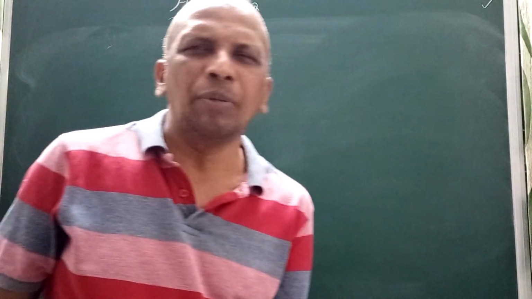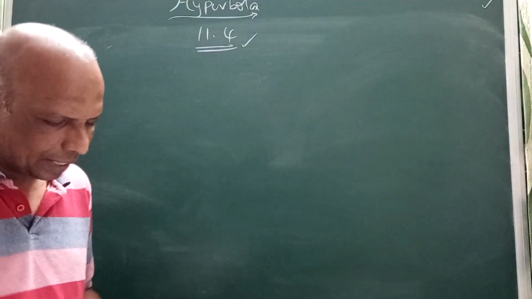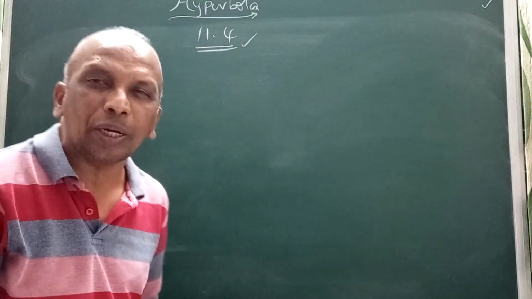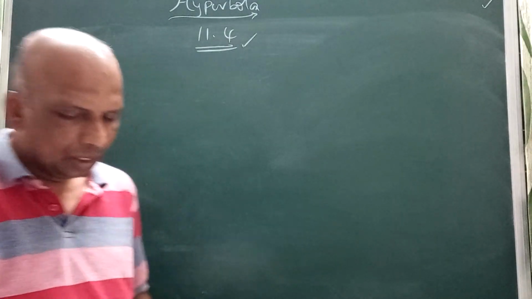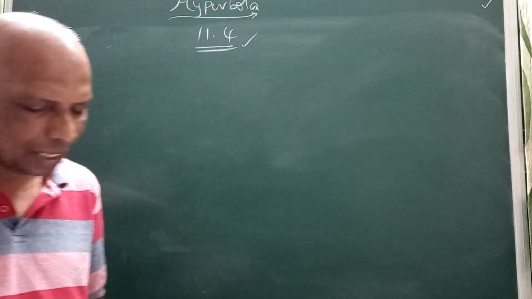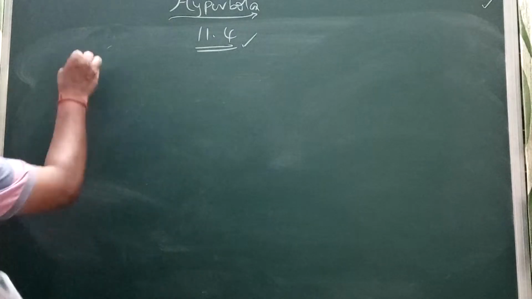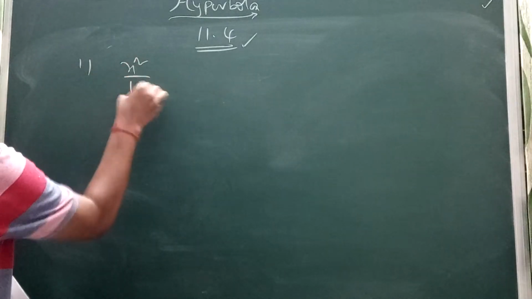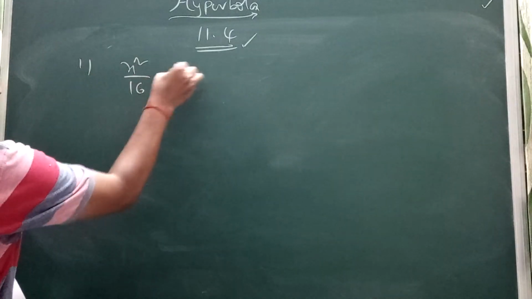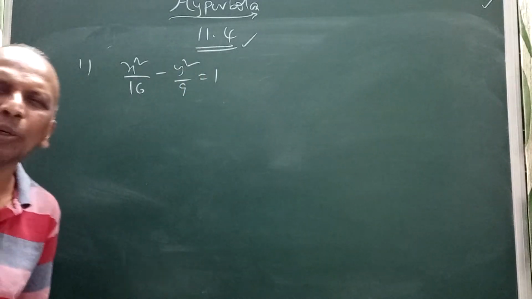This is the first problem. When you are talking about exercise 11.4, they are asking exercises 1 to 6. Find the coordinates of the foci and the vertices, the eccentricity, and the length of the latus rectum of the hyperbola. First one, you can take the first problem: x square by 16 minus y square by 9 equal to 1. Correct? Just immediately you can check that.